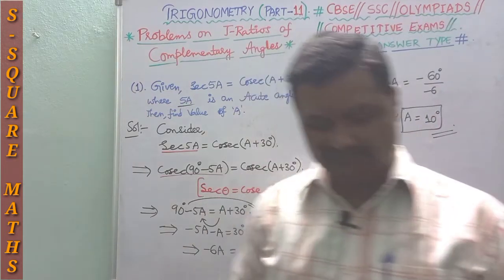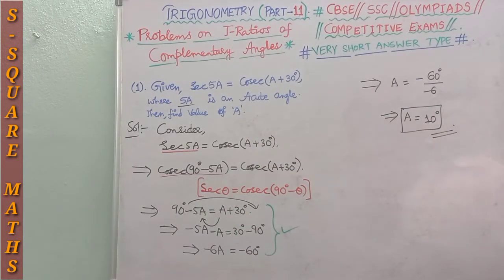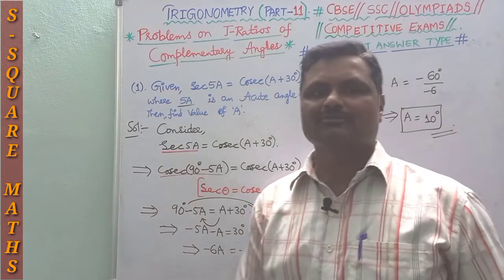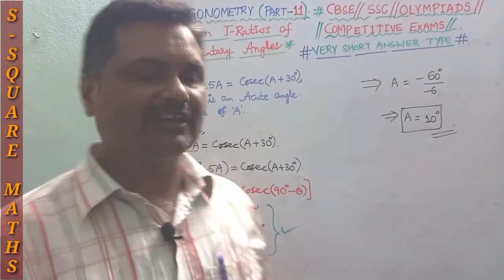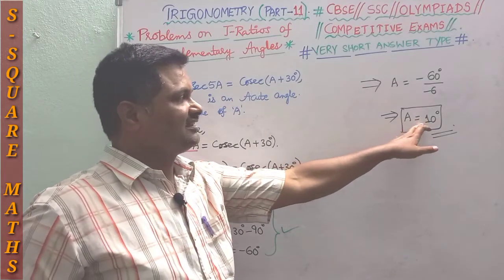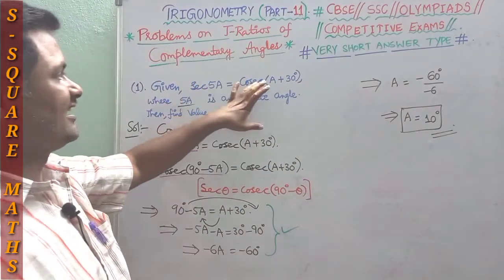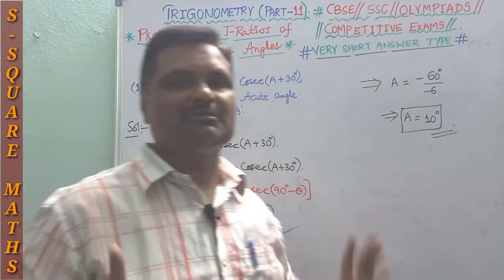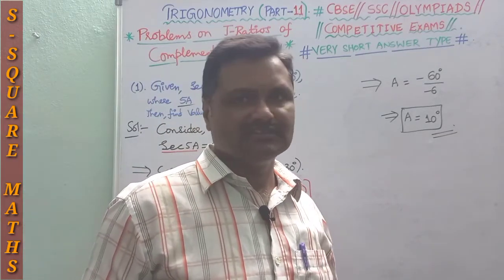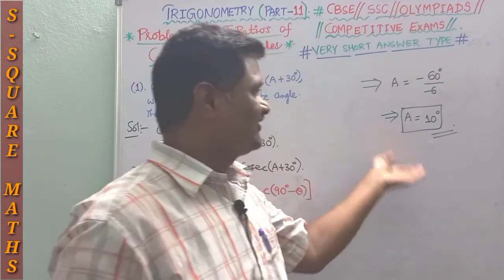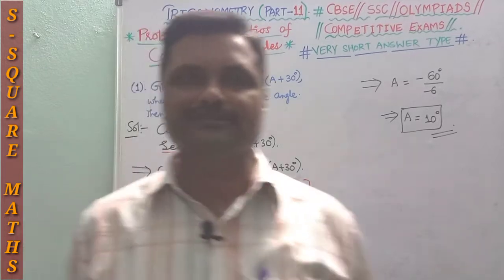So this is our 11th part of trigonometry. First problem plays a very important role. What is our equation for that? a is equal to 10 degrees. In LHS and RHS you substitute, you should get the same answer. Okay, that is the conclusion, that is the verification of this problem.